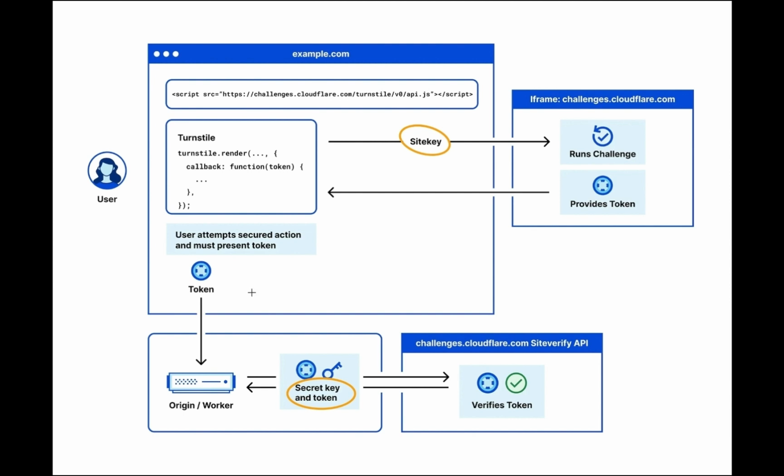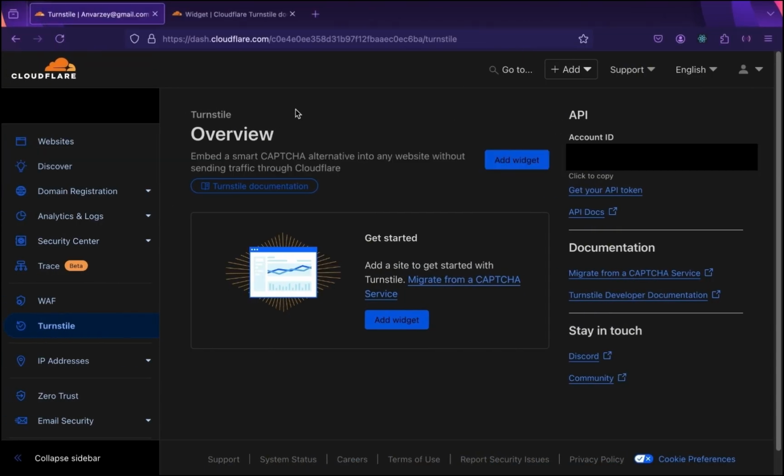For this step we need to send that token to our server, and along with the secret key it will send both to the siteverify API to check the validation of the token, so we can ensure that the token is valid for our website. Okay, let's move on and create our first widget.